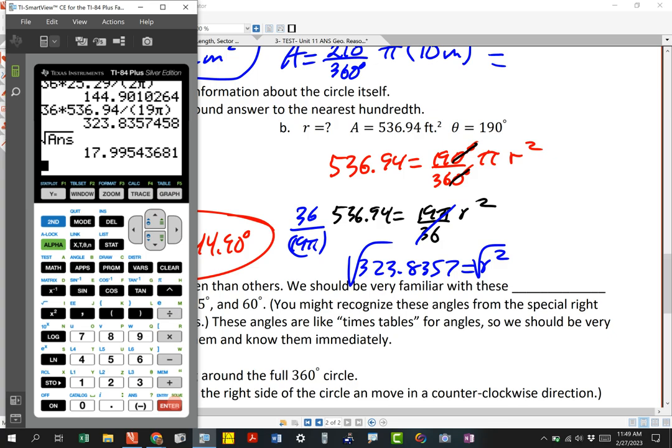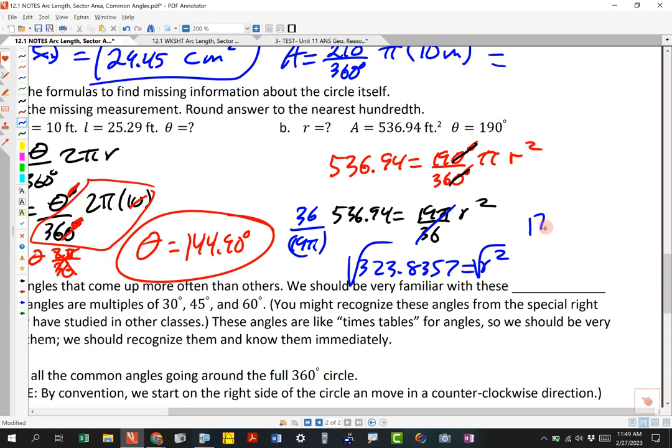How about a radius of 17? Take a look, what is it? 18, yeah, 17.995. So the radius on this one would be 18 what? Feet. Just feet. Okay.